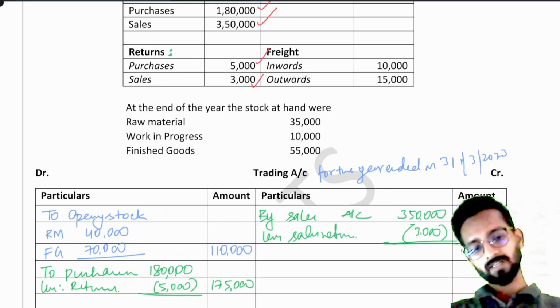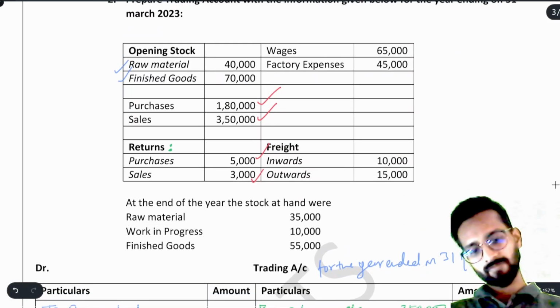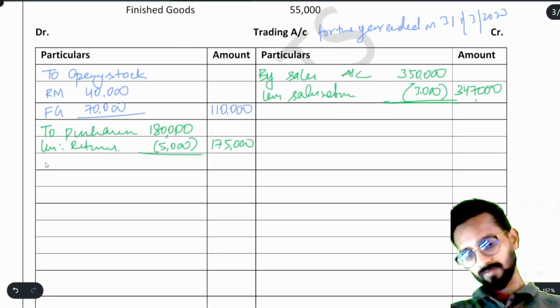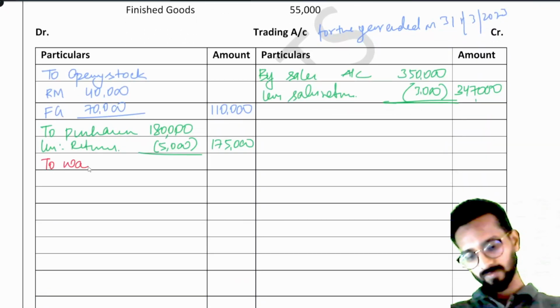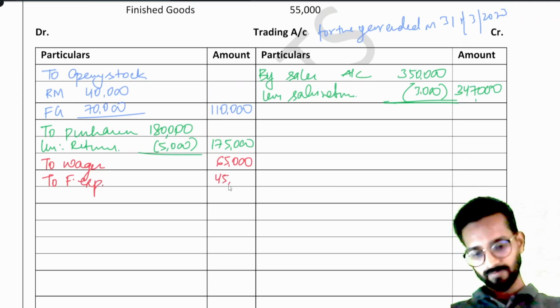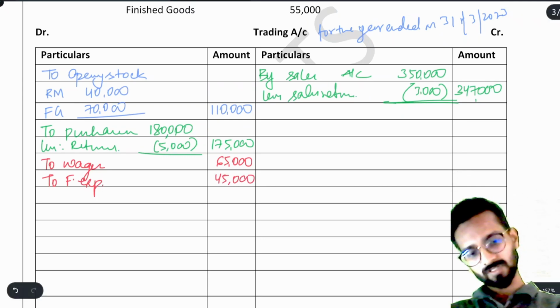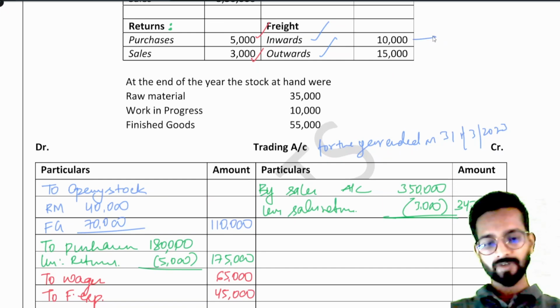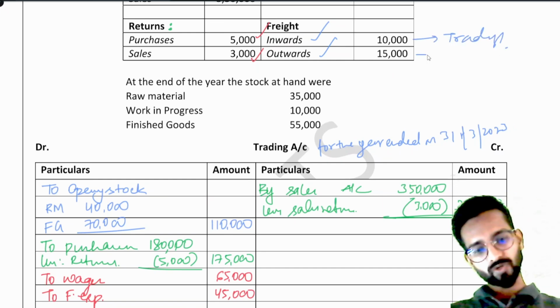Simple. After that we have wages and factory expenses 6545. Wages 65, factory expense 45. Then what is left? Freight inwards and freight outwards. Okay. So we know freight inwards will go in trading account and freight outwards will also go in.